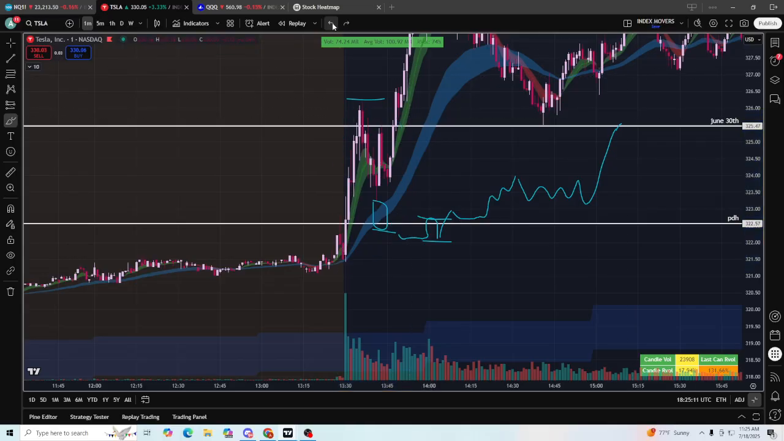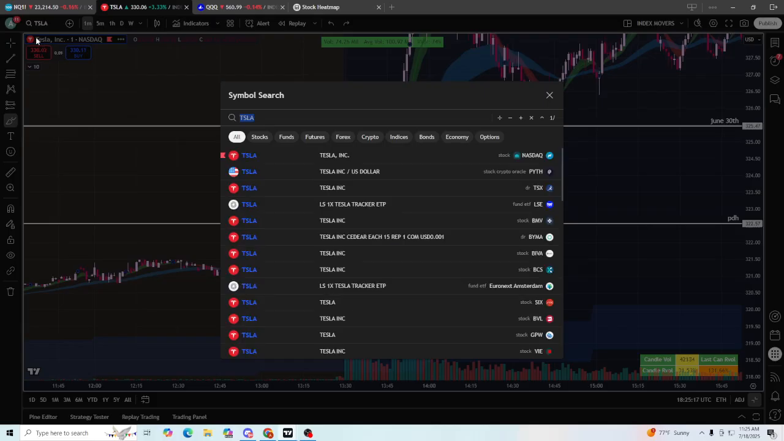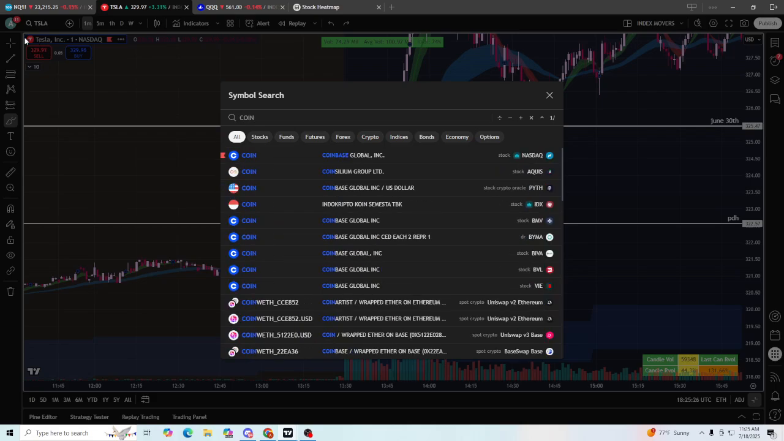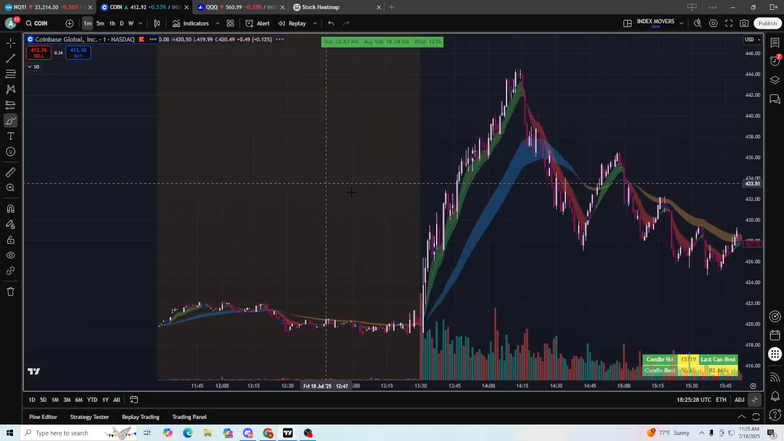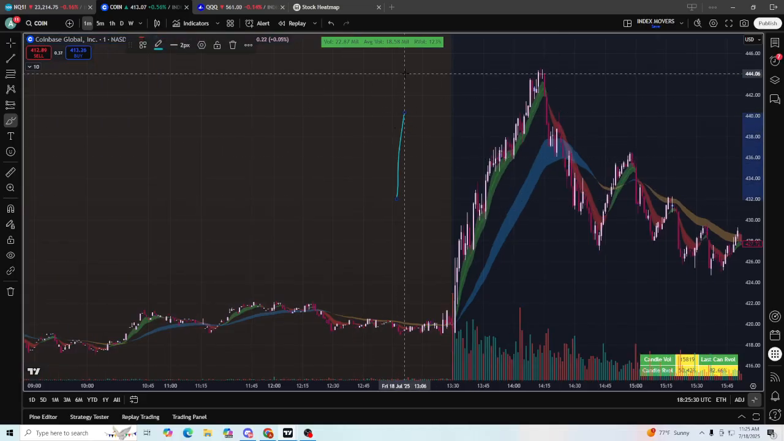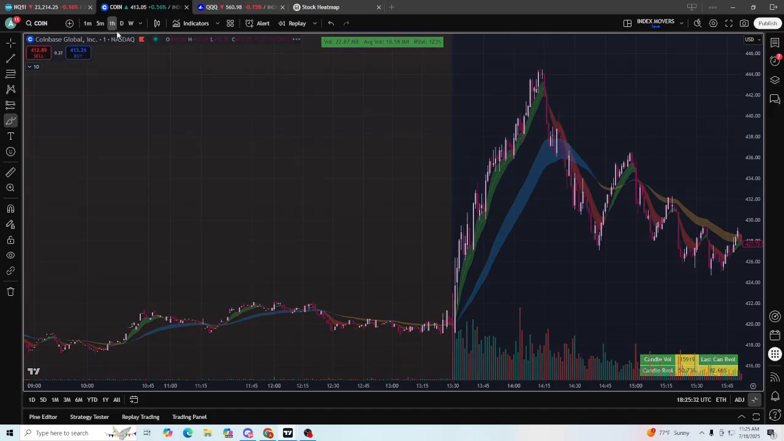Now, let me just remove this all on my chart, just so I don't have to deal with it later. Let's look at a slower name. Actually, no, let's look at a name with some momentum. So let's go to Coin. Okay, Coin. Coin was a perfect example. Now let's go to the hourly.